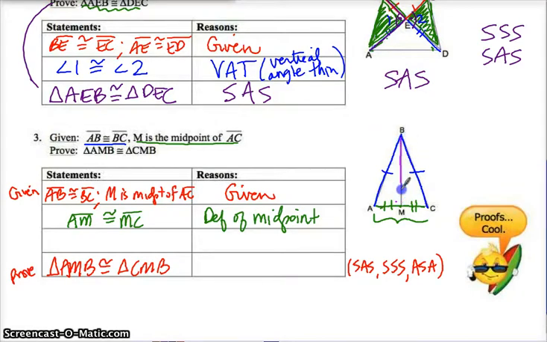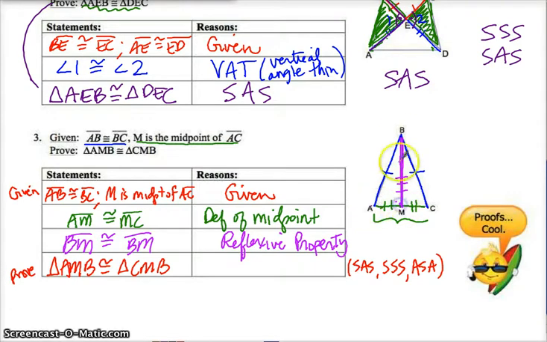But we do know that BM is part of both triangles. It's a shared side. So we know that BM is congruent to BM. This side is the same side in both triangles. Why is something congruent to itself? It's the reflexive property. Okay, so reflexive is another one that's kind of common in some of these proofs. Reflexive, it's in both triangles.